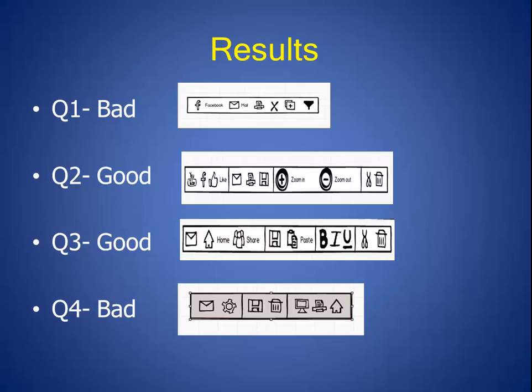The first one is bad because there's no separation or grouping. The second and third are good because of all the right reasons. Familiar icons, grouping, labeling, etc. And the final one is bad again because it has unfamiliar icons without labels.